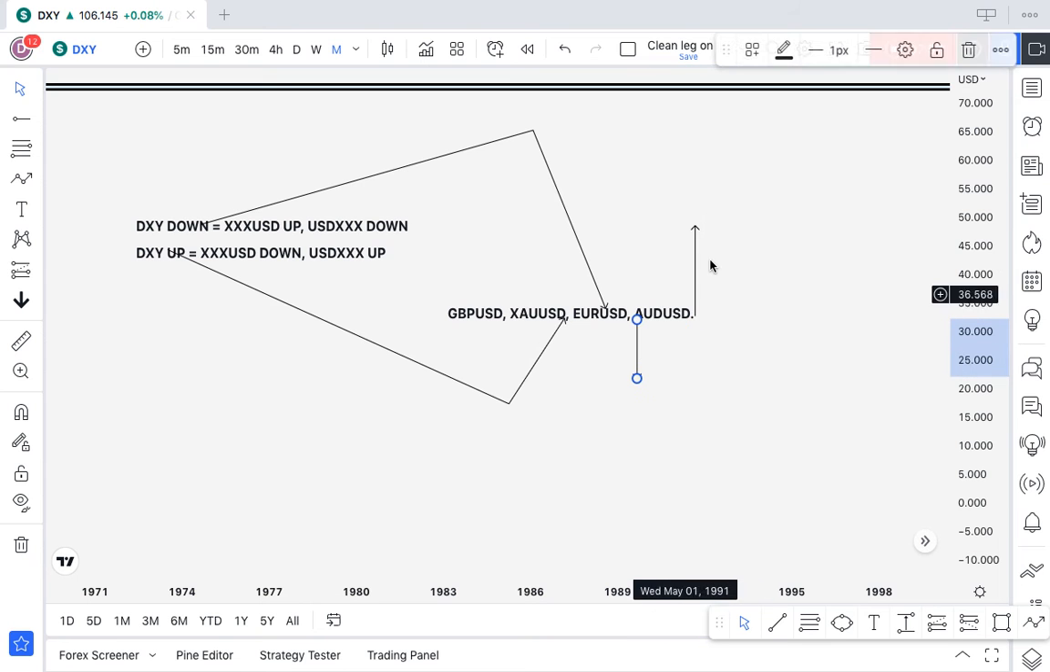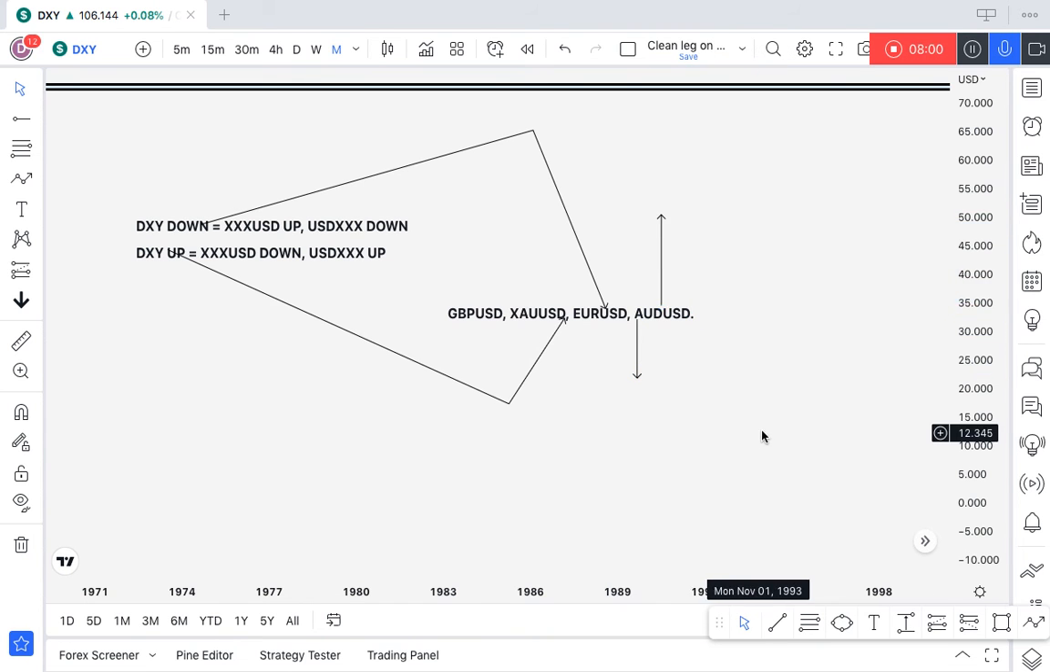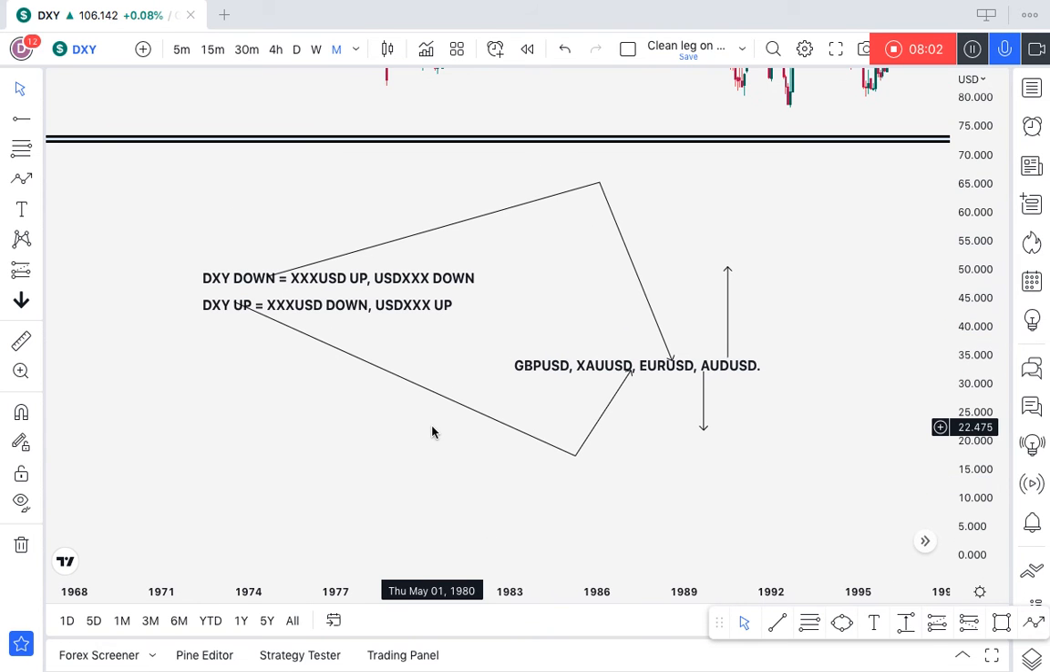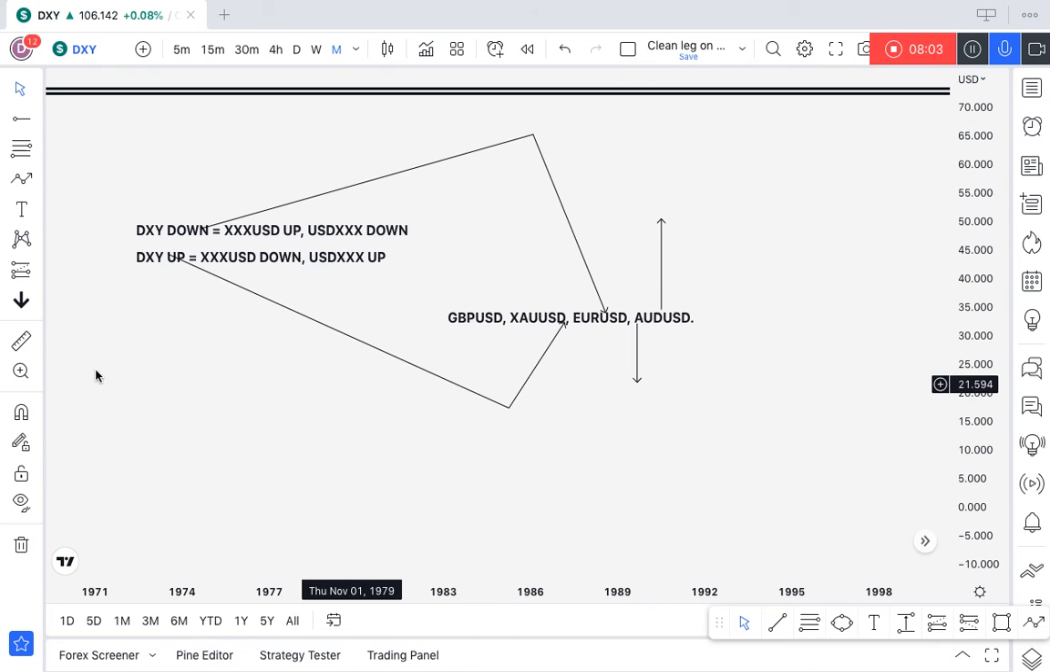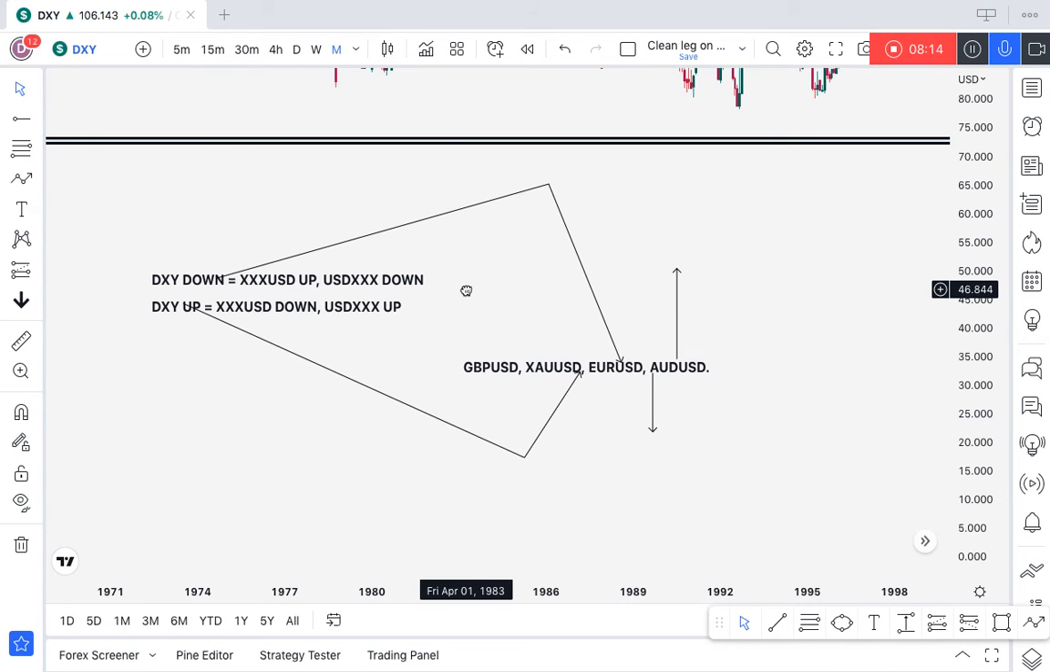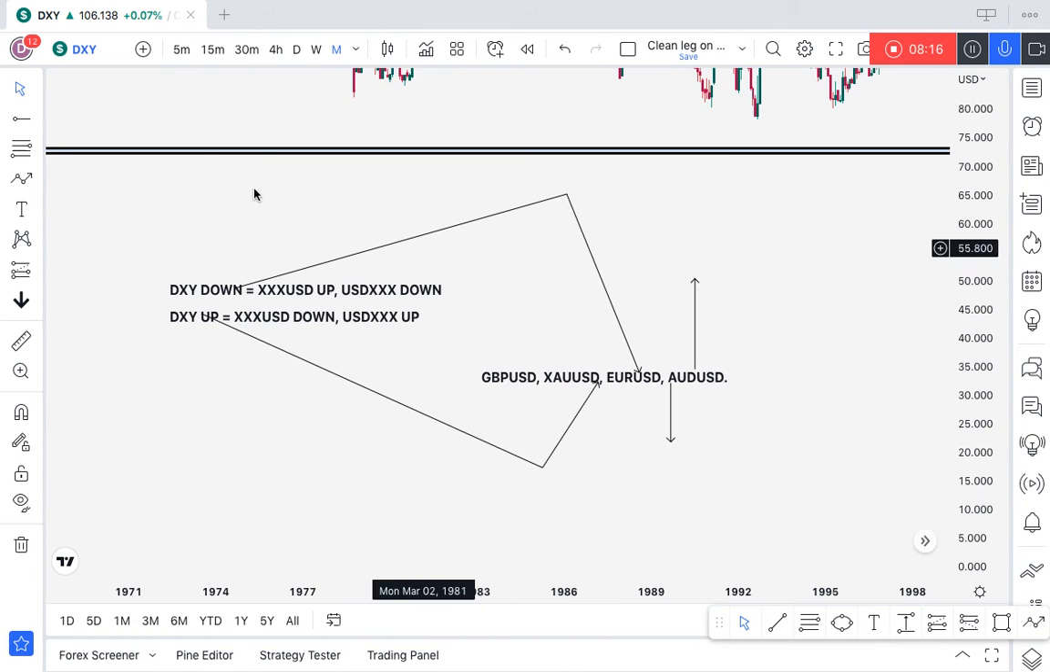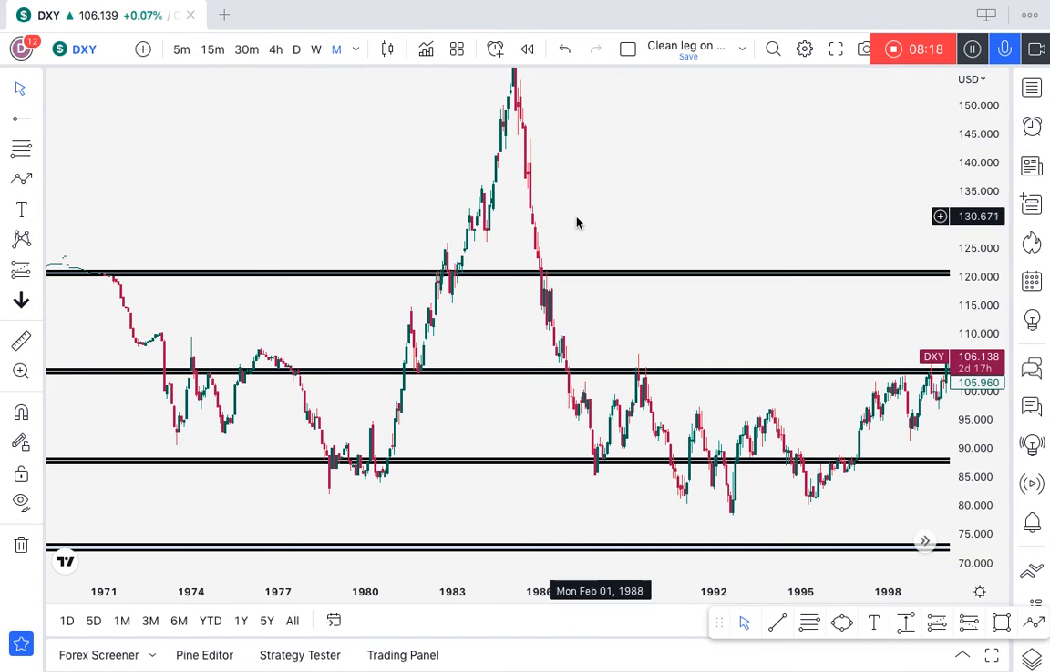Let me just put this here so it won't look a bit messy. So that is just the cheat code. And then obviously, if the DXY is heading down, this is also heading down, and if the DXY is heading up, this is also heading up. I think you guys have had enough time to write this down. So let's just jump into the DXY chart itself.